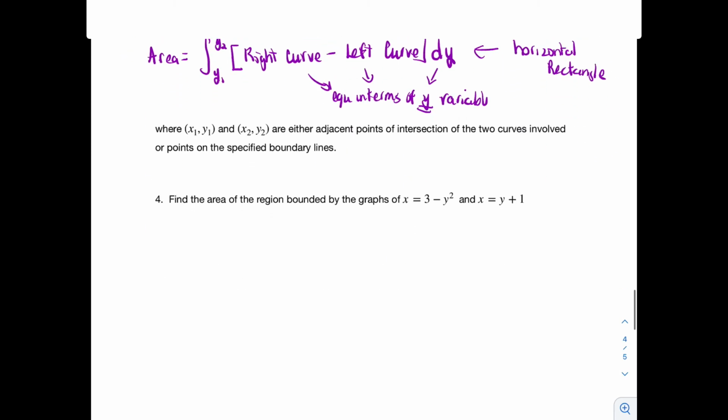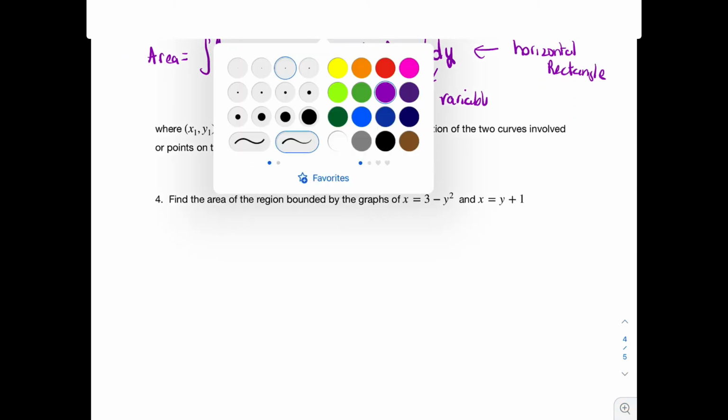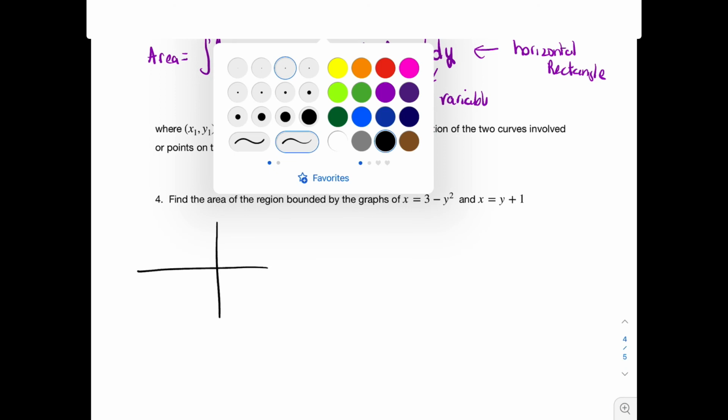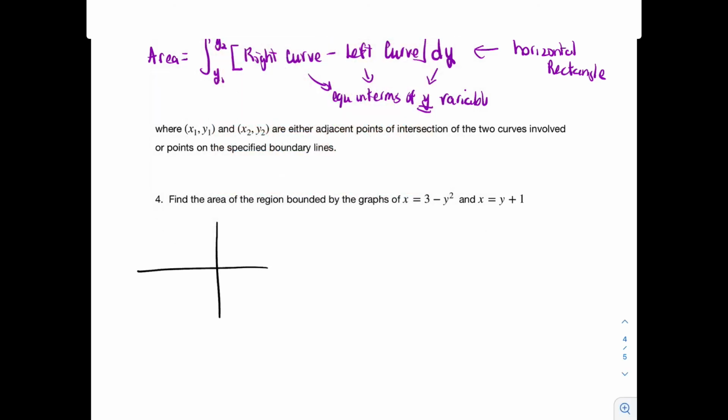So now you have to make a decision. Should I draw a horizontal rectangle or a vertical rectangle? And the easiest way to make the decision is from drawing your picture of what your area region looks like, and that'll help you make your decision. So I'm going to sketch this function.